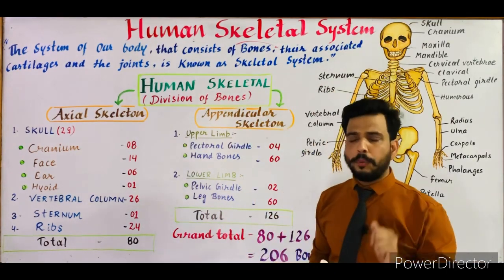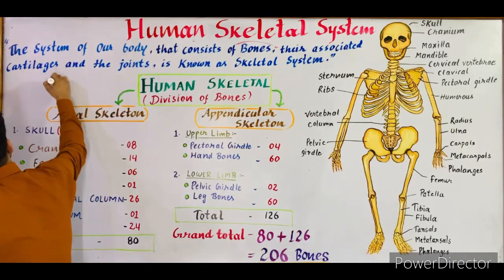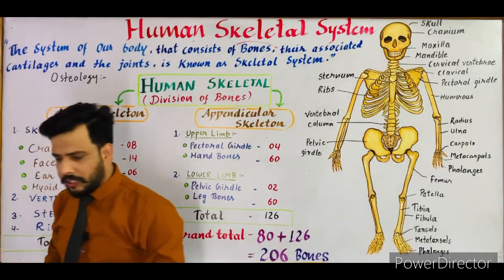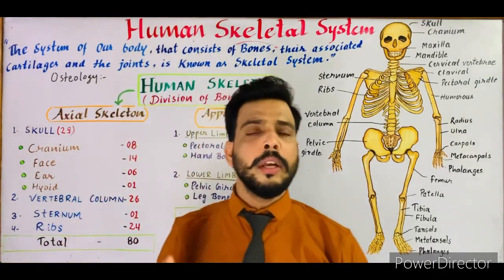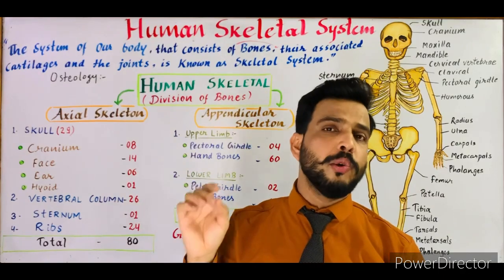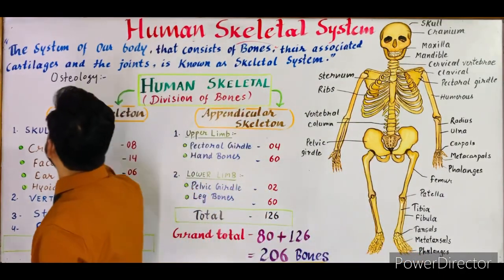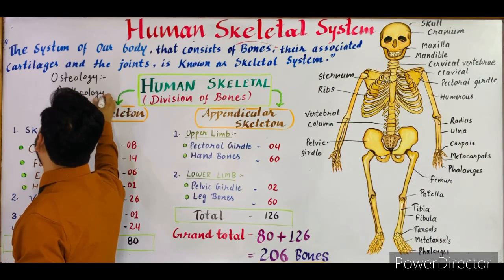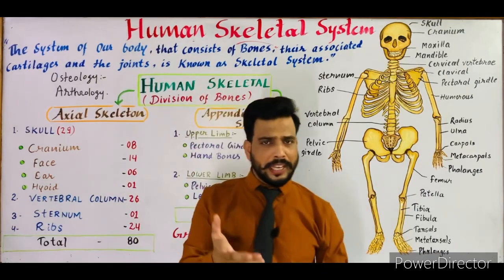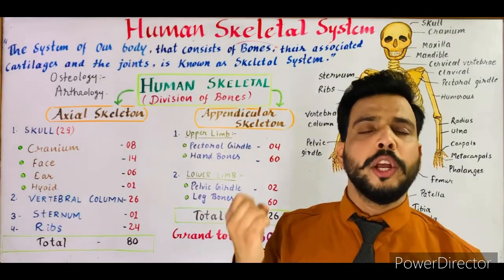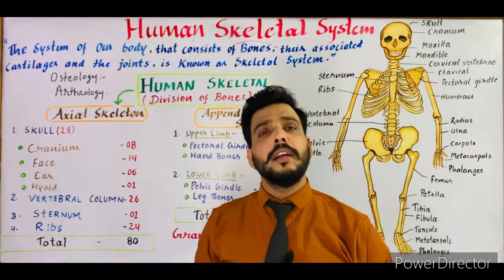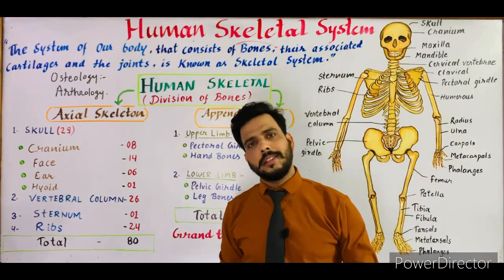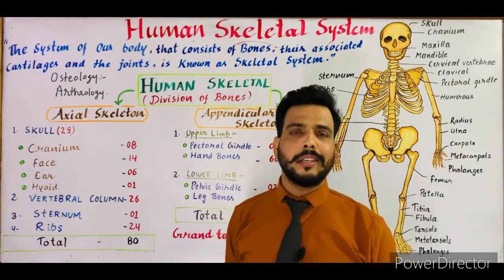Okay. Now there are two terms which are very important to know. First one is osteology. Osteology is a branch of biology that deals with the study of bones. So learn the term. Study of bones is known as osteology. Okay. And the second term is arthrology. Arthrology means what? Arthros means joint. So the study of joints is known as arthrology. Both the branches are related to the skeletal system. So learn both the terms. Osteology, that is the study of bones, while arthrology, that is the study of joints.